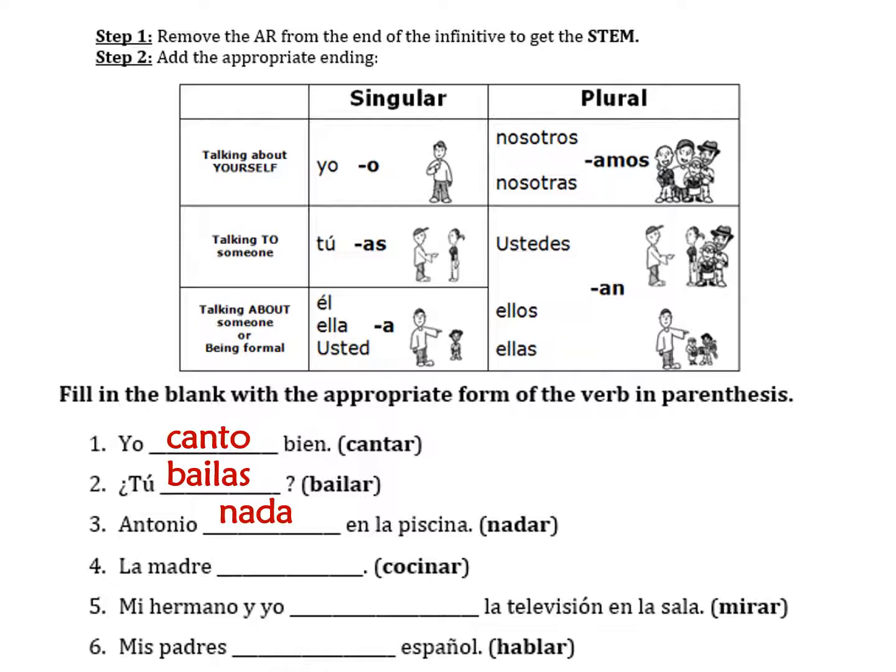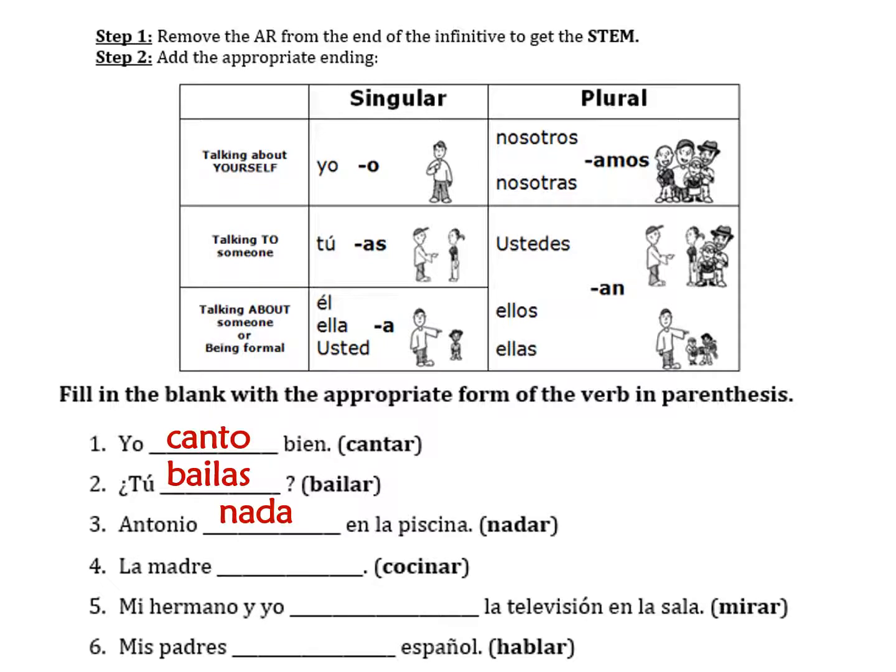Number 4 will work much like number 3, and I'm actually going to let you try that one on your own. You know you have one person in the sentence, la madre, so it will be a form in the singular column. You just have to remember, if we didn't say la madre, how would we refer to her?